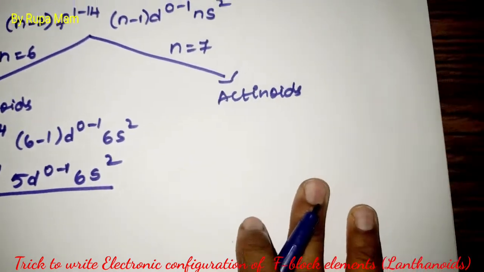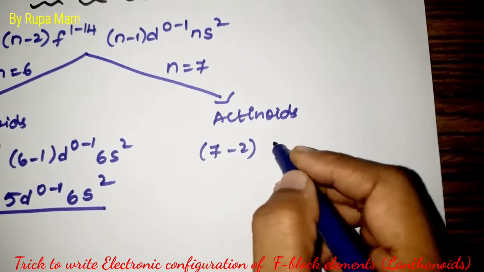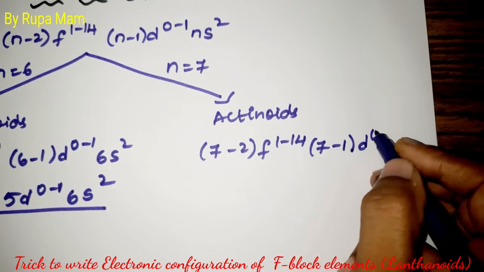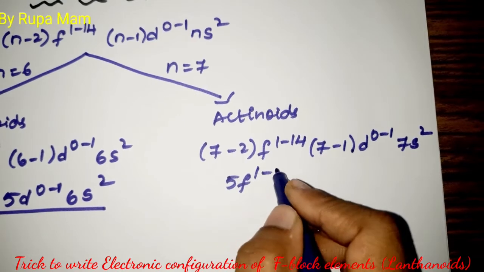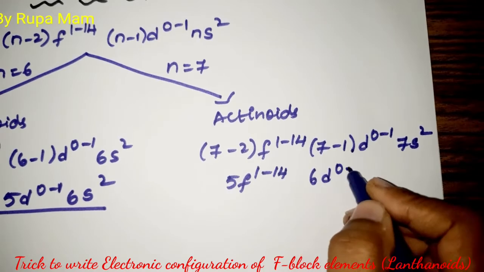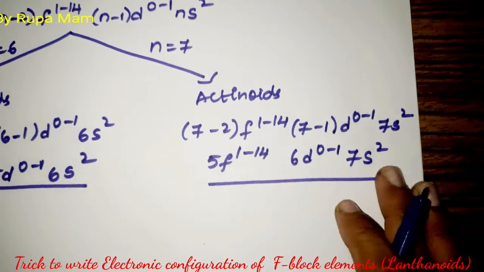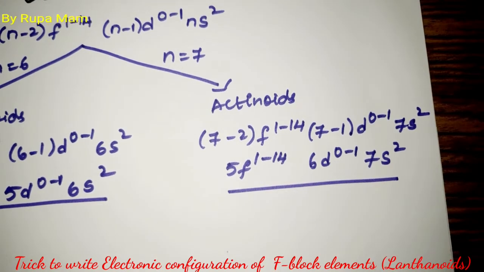If we substitute 7 for n for the actinides, we get 7-2 f 1 to 14, 7-1 d 0 to 1, and 7s². Then we get 5f 1 to 14, 6d 0 to 1, and 7s². This is the general electronic configuration for the actinides. If we remember these general configurations, we can easily write the electronic configuration of the lanthanides and actinides.